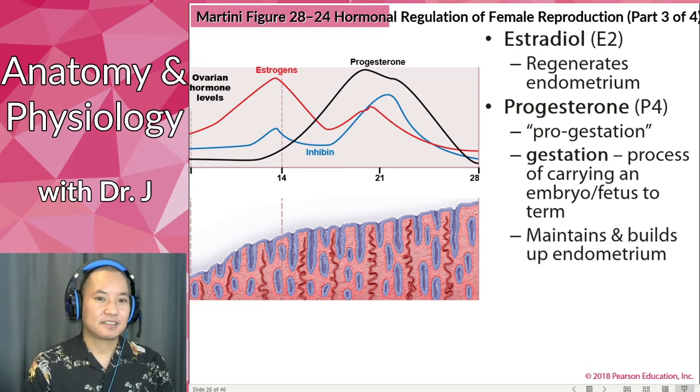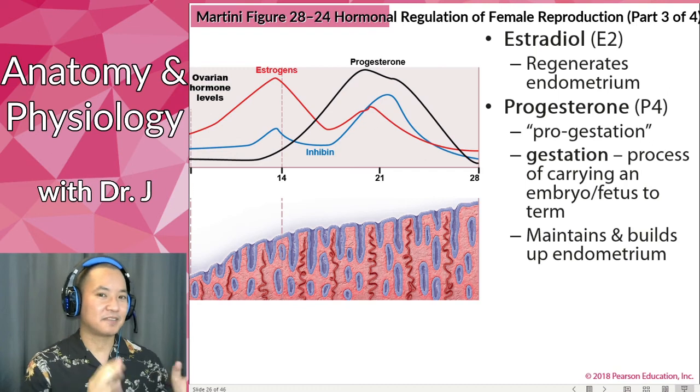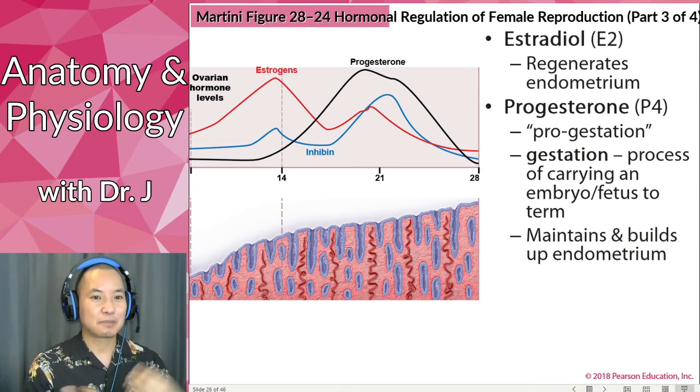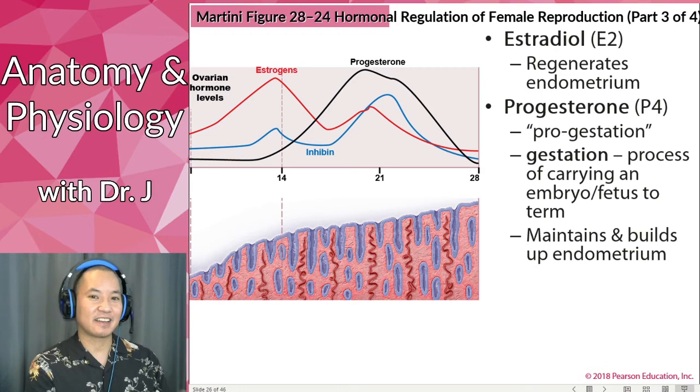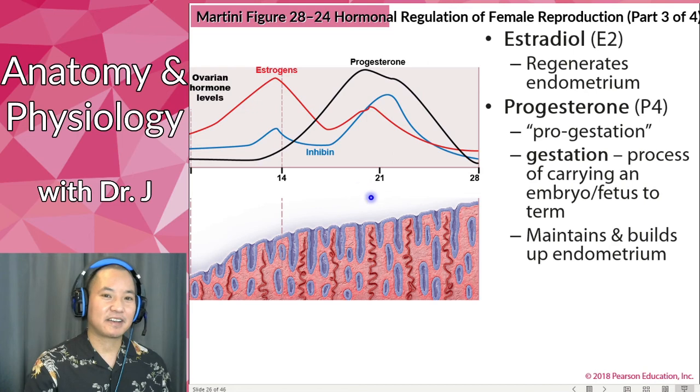And why do you want that to happen? Well, what occurred at day 14? Remember, ovulation occurred at day 14. The ball is in play, like I like to say. So say that ovum gets fertilized. What do you want? You want to prepare a landing pad for that embryo to develop and implant in, right? So it makes sense that you have progesterone, which builds up and thickens this endometrial layer to prepare a landing pad for a potentially fertilized egg.